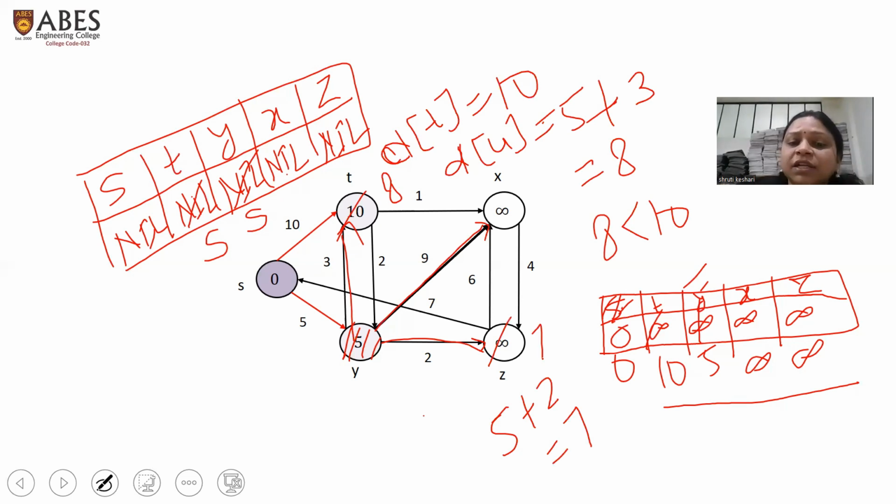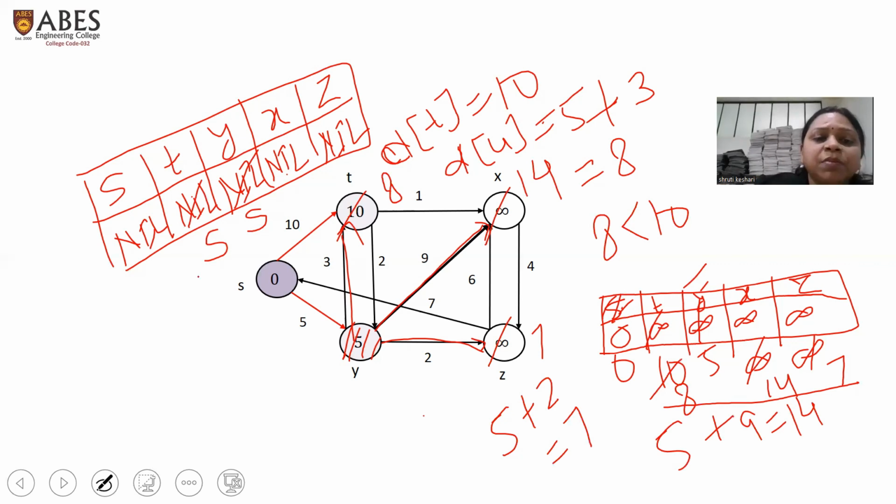Again, in the case of vertex X, the original value is infinity, but when we are going from vertex Y, you will get 5 plus 9, that is 14. It will also get relaxed. Then you will update this value: X will get 14, Z will get 7 here. And again, you need to update the parent value. T gets updated by using Y, X is also updated by using Y, and Z is also updated by Y. Right?